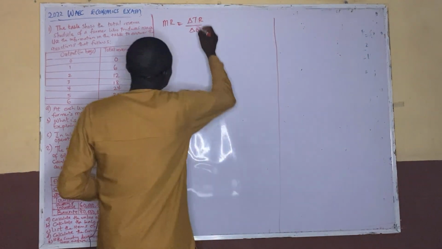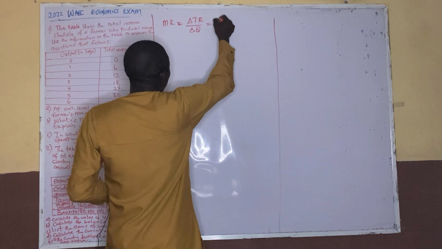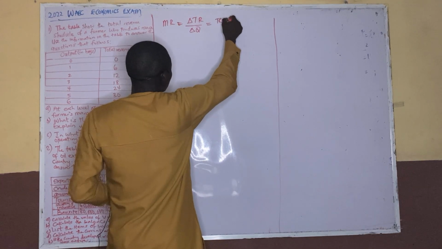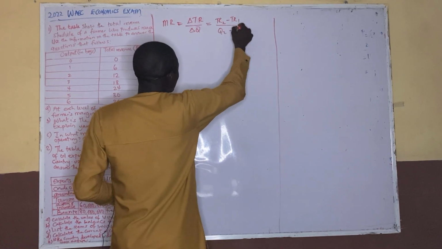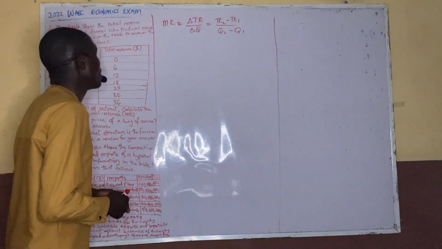So what does that mean? It means TR2 minus TR1 all over Q2 minus Q1. So that's what is meant by marginal revenue.